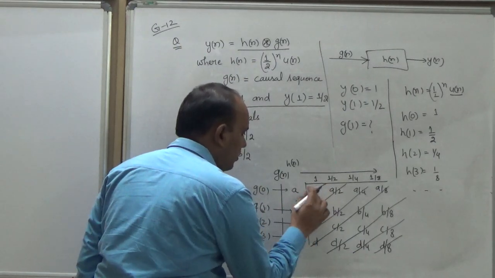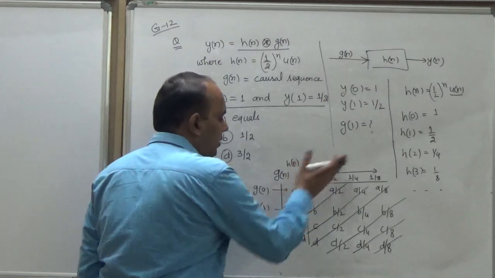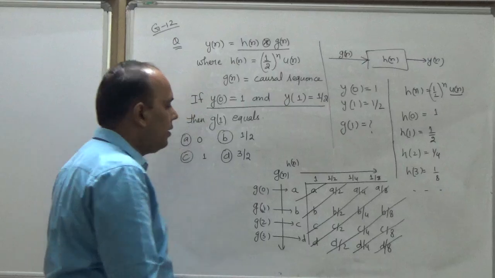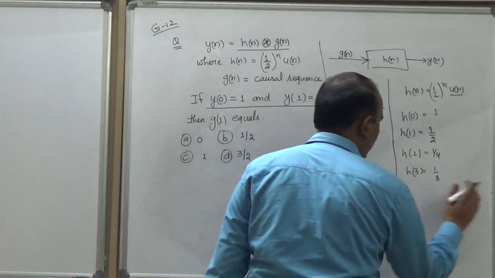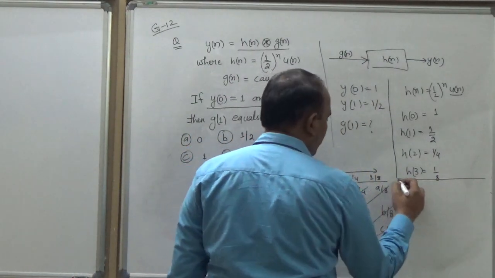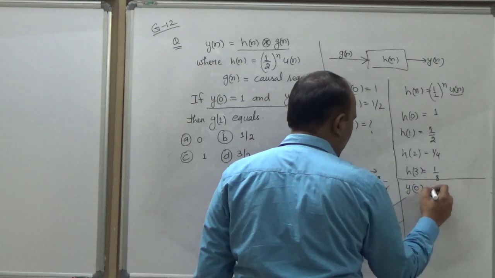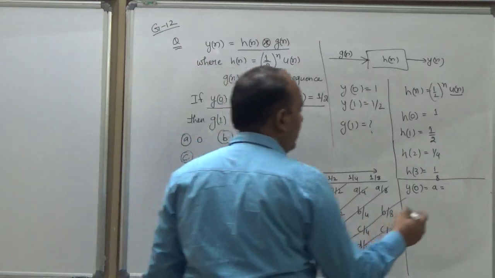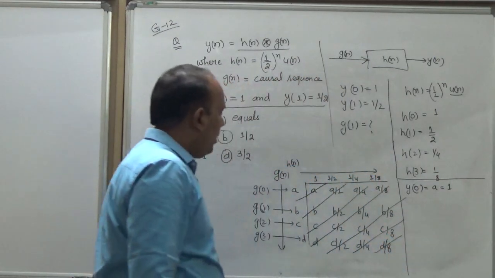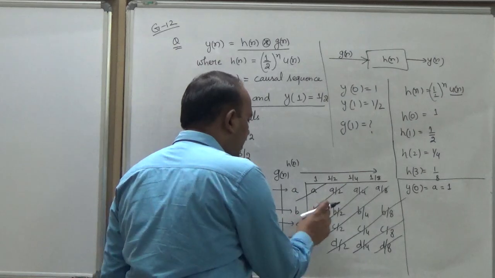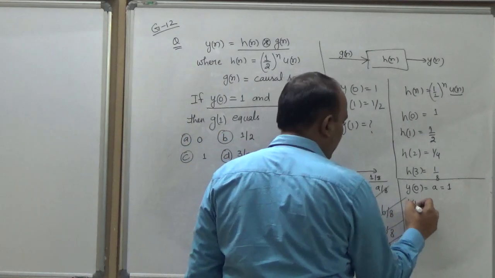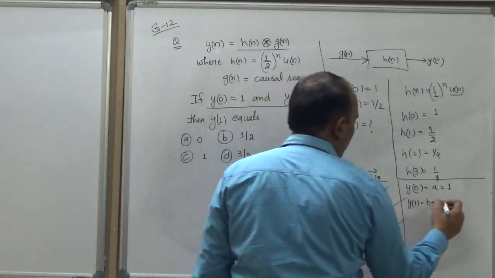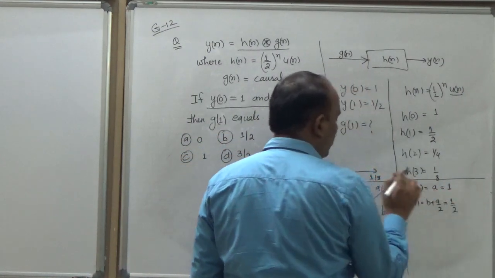The summation of the elements along each diagonal will give the resultant convolution, that is the output. So this is y[0], and we can see that y[0] is A, and y[0] equal to 1 is given in the question, so A is equal to 1. Second, for y[1] we take this part: y[1] is equal to B plus A/2, and it is already given in the question as 1/2, and A is already 1.